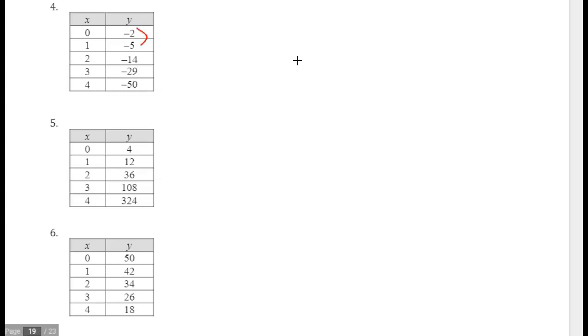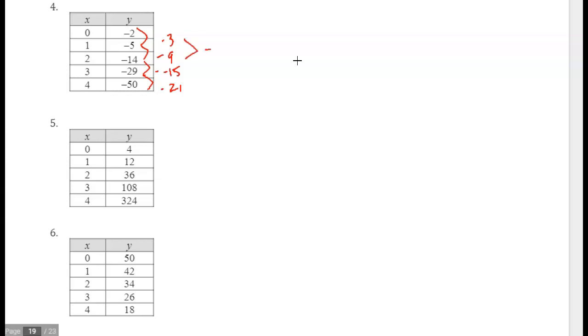If I go up here, I'm subtracting 3. And now I'm subtracting 9. And then here, I'm subtracting 15. And here, I'm subtracting 21. That's none of these. But now let's go to the second difference.